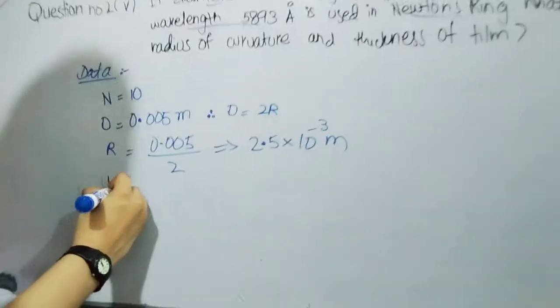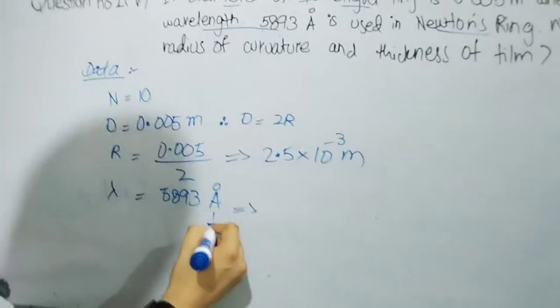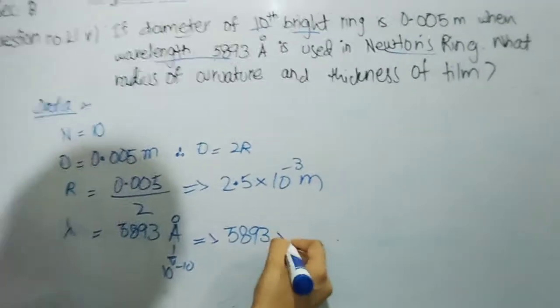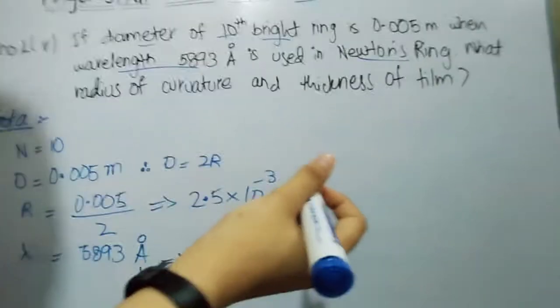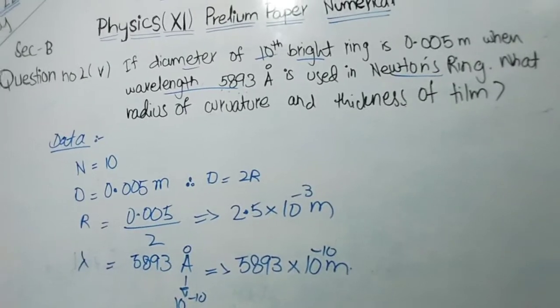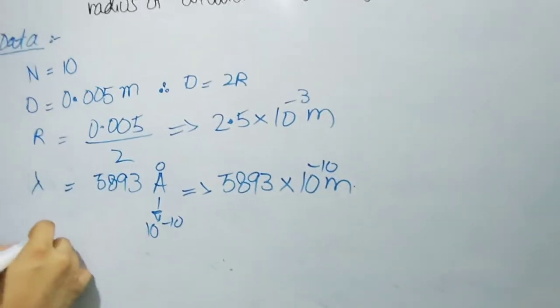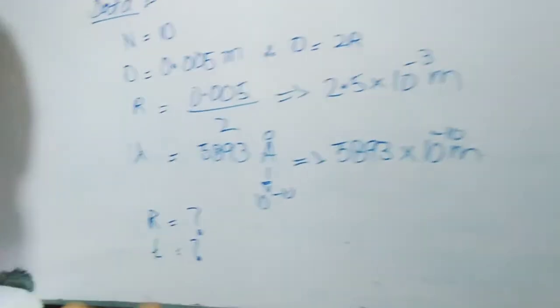Now the wavelength: lambda is equal to 5893 angstrom, and you know that angstrom stands for 10 to the power negative 10. So if you want to convert it into meter, it is 5893 into 10 raised to the power negative 10 meter. We don't have any other information. Now we have to find the radius of curvature, given as capital R, equal to question mark, and the thickness. Now we have two formulas.